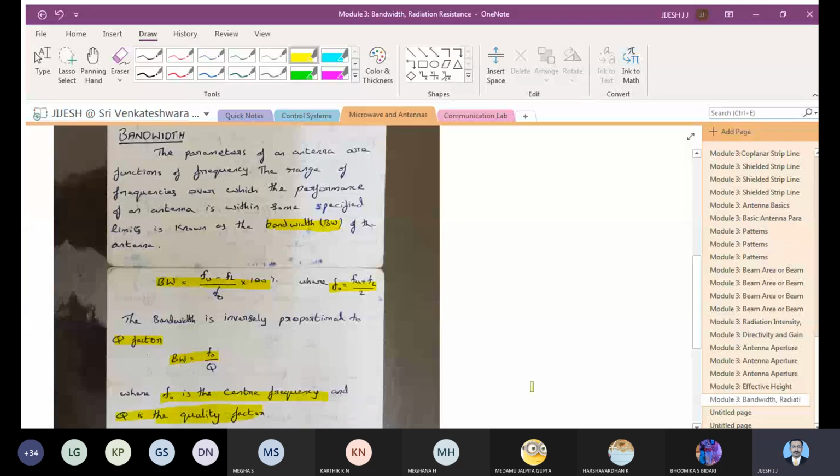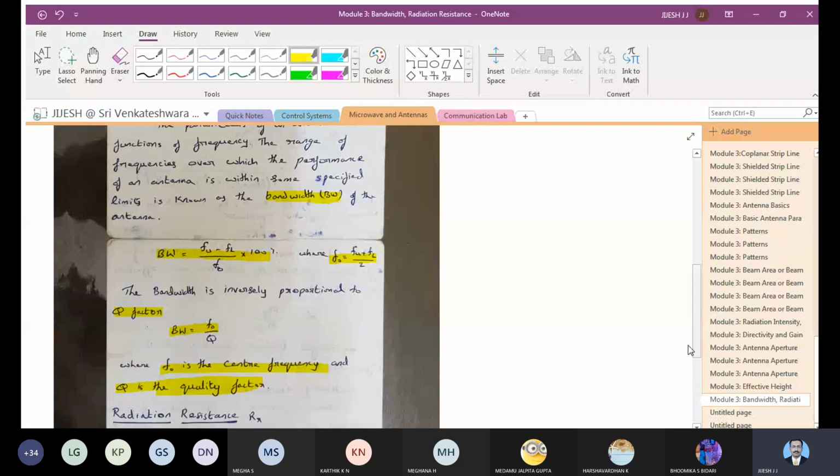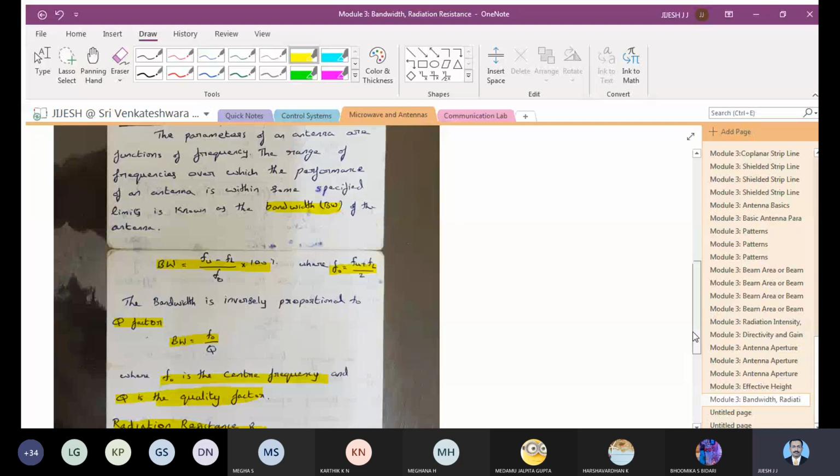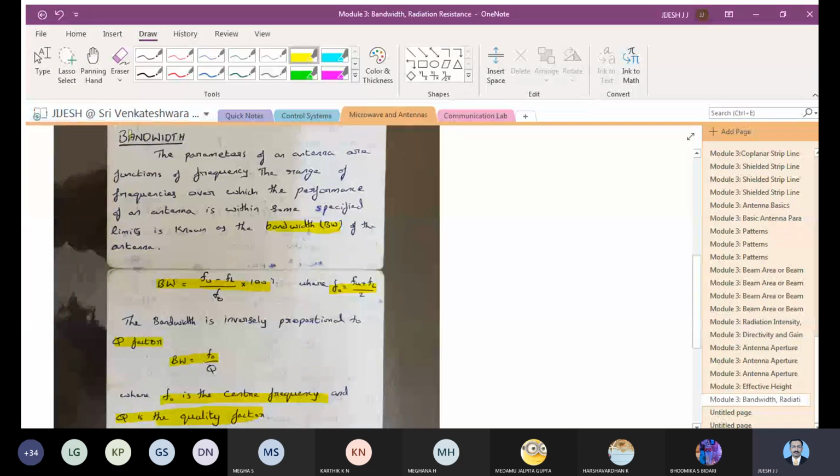We'll be discussing radiation resistance in the upcoming class. So you can just note down these things. Bandwidth is given as F_u minus F_l divided by F naught into 100, where F naught is F_u plus F_l divided by 2, and bandwidth can be written as F naught divided by Q. F naught is the center frequency, Q is the quality factor. You can complete this.